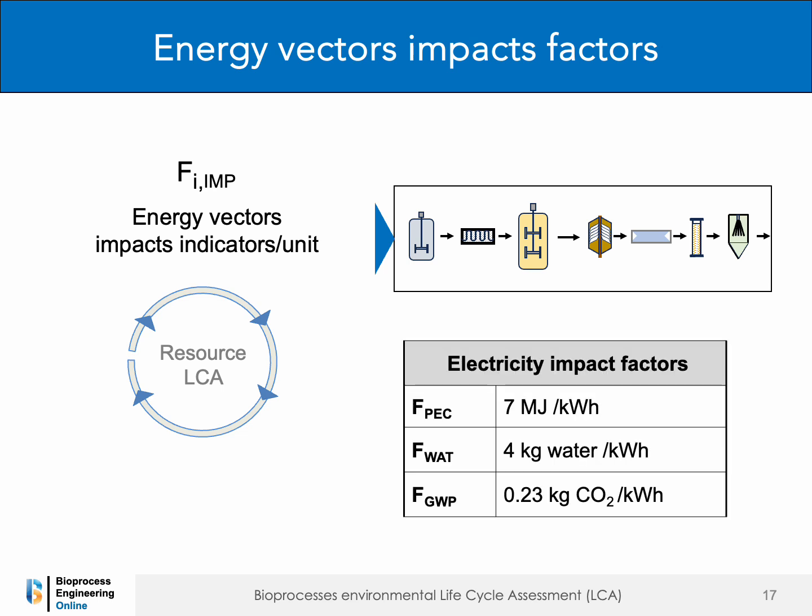For example, for electricity, the average European impact factors are as follows: 7 megajoules per kilowatt hour for PEC, 4 kilograms water per kilowatt hour for WAT, and 0.23 kilograms carbon dioxide per kilowatt hour for GWP.